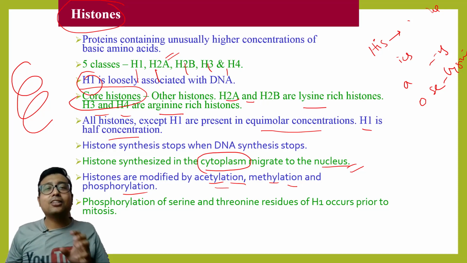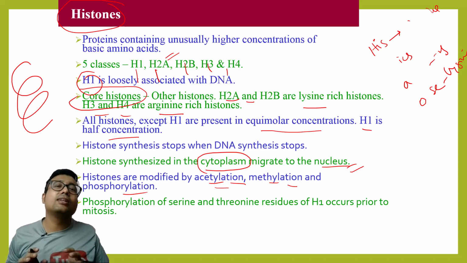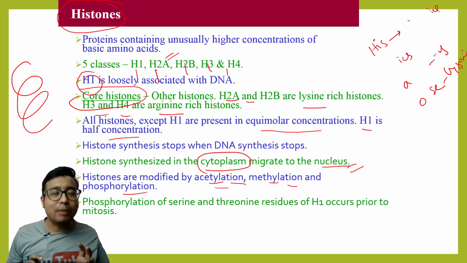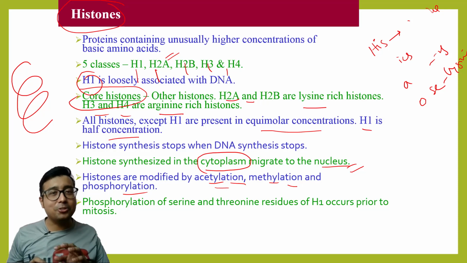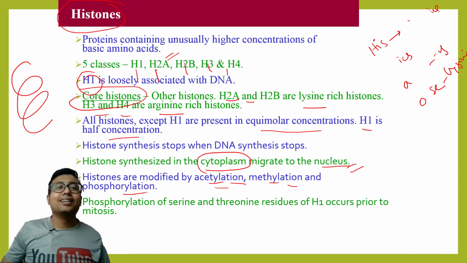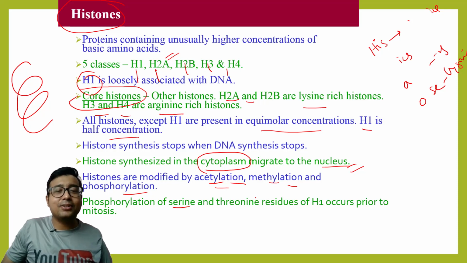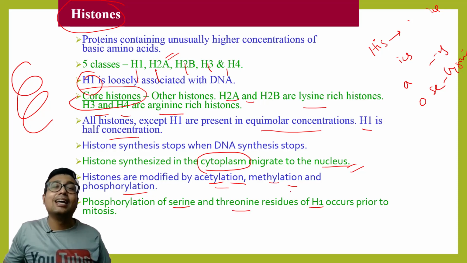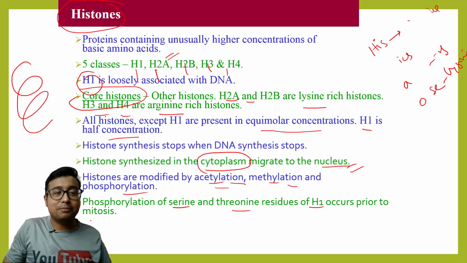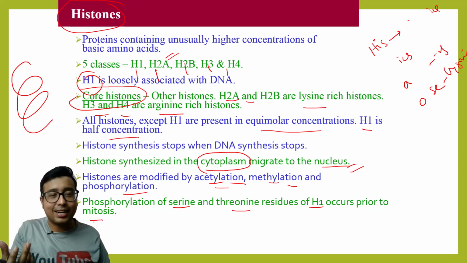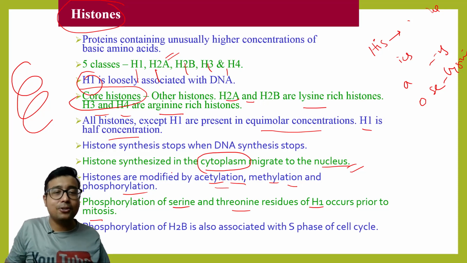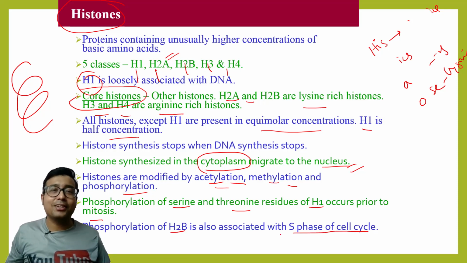Now, how does phosphorylation take place? In case of H1, the phosphorylation takes place prior to mitosis. And for H2A and H2B, it takes place during the S phase, the synthesis phase. So phosphorylation of serine and threonine residues of H1 occurs prior to mitosis. Even before mitosis starts, phosphorylation of this histone protein happens. And H2B is associated with the S phase of the cell cycle.